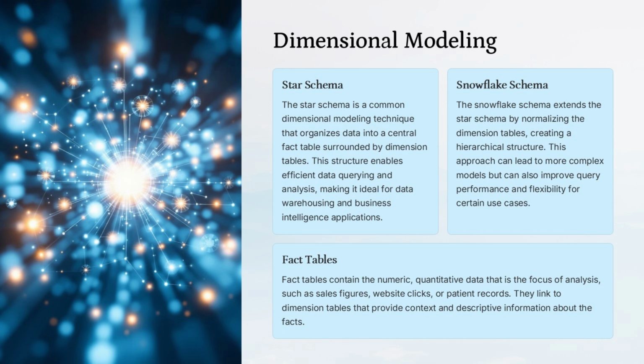The snowflake schema extends the star schema by normalizing the dimension tables, creating a hierarchical structure. This approach can lead to more complex models, but can also improve query performance and flexibility for certain use cases. Fact tables contain the numeric, quantitative data that is the focus of analysis, such as sales figures, website clicks, or patient records. Fact tables link to dimension tables that provide context and descriptive information about the facts.